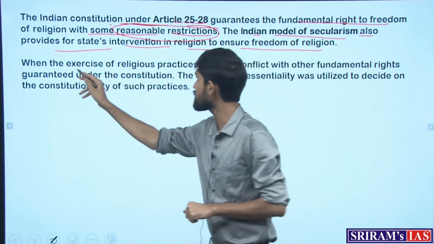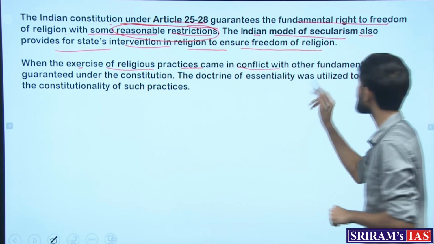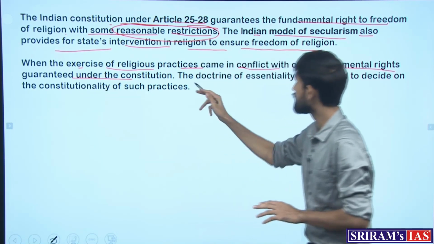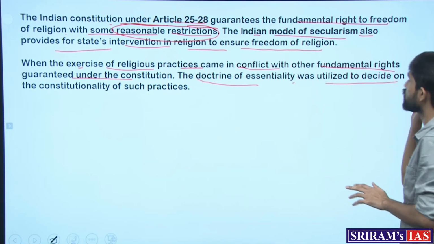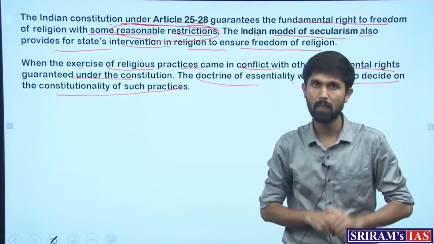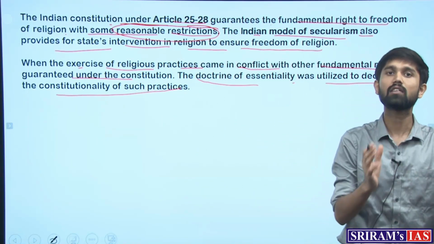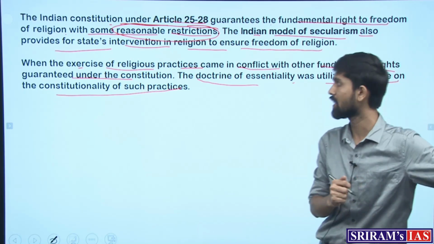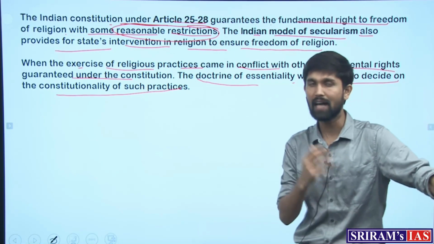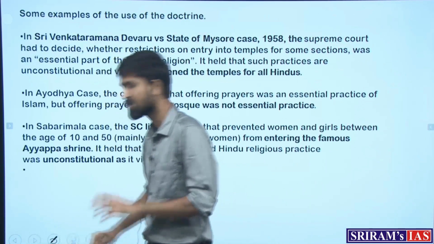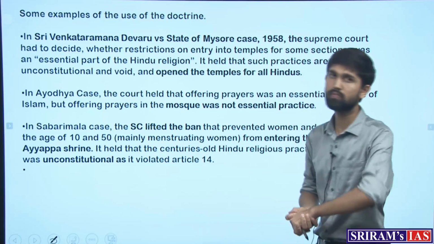And when the exercise of religious practice came in conflict with other fundamental rights guaranteed under the Constitution, this doctrine of essentiality was utilized to decide on the constitutionality of such practices. So I hope we can understand the genesis, the significance, and why this doctrine came up. So has this doctrine been used in the past? There have been several cases where this doctrine has been used by the Supreme Court.